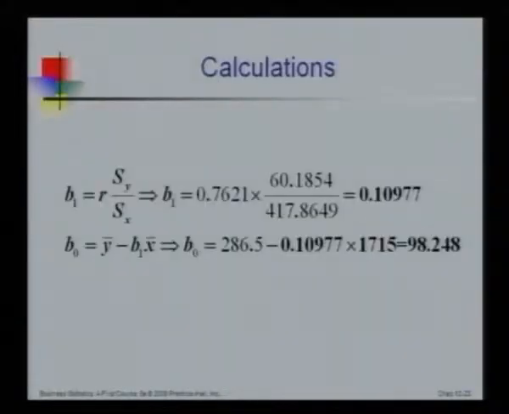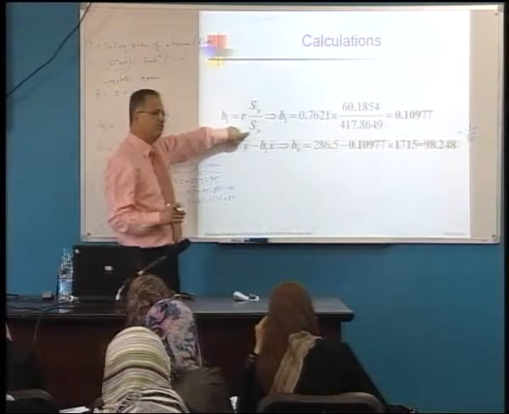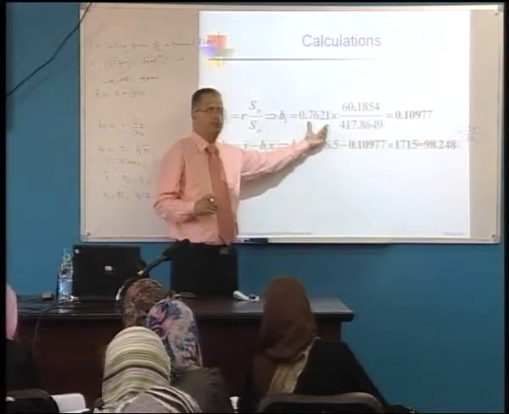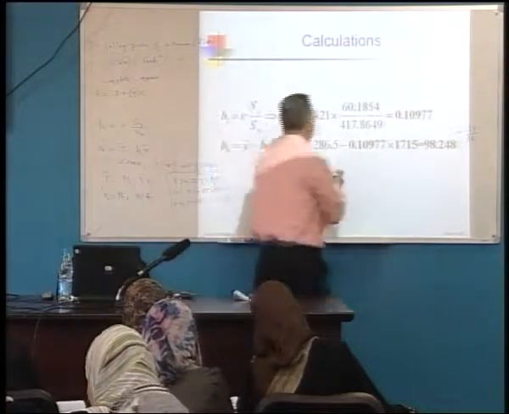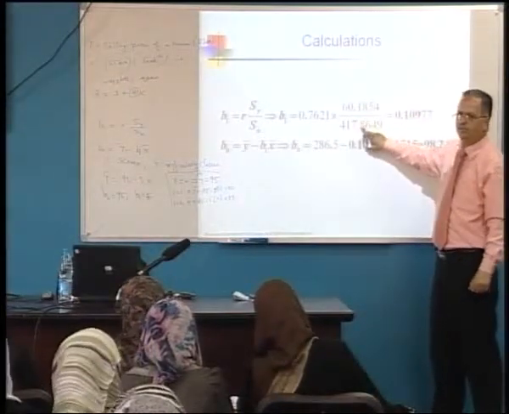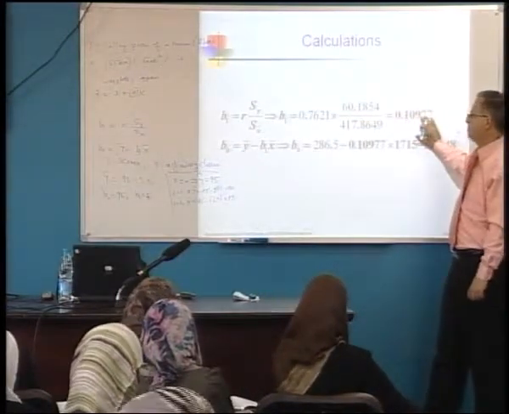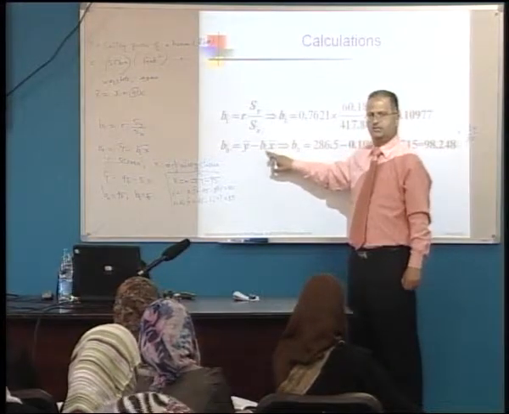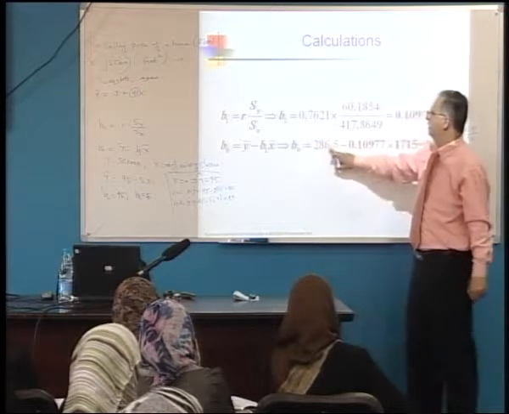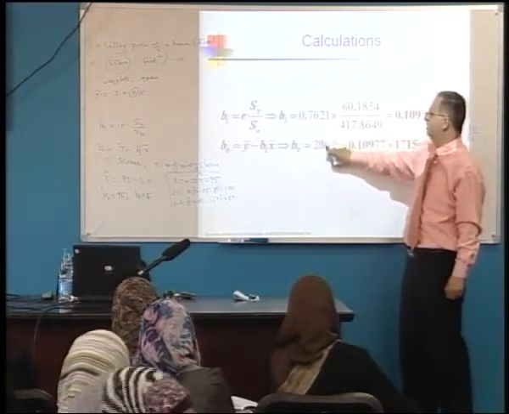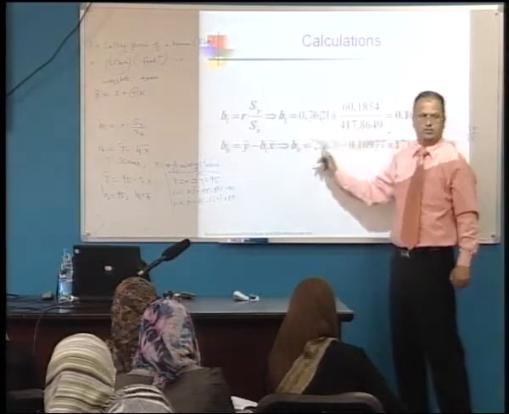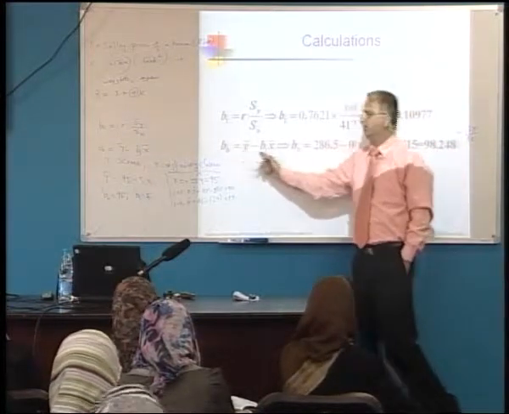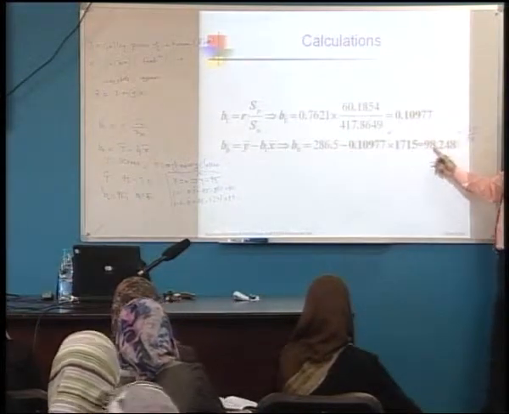Now for the previous example, for the selling price of a home and its size, B1 equals R times Sy divided by Sx. R is computed and found to be 76%. Sy divided by Sx will give 0.109. B0 equals y bar minus B1 x bar. B0 equals y bar, which for this data is 286, minus B1. So we have to compute B1 first because we use it in order to determine B0. And calculation gives 98.